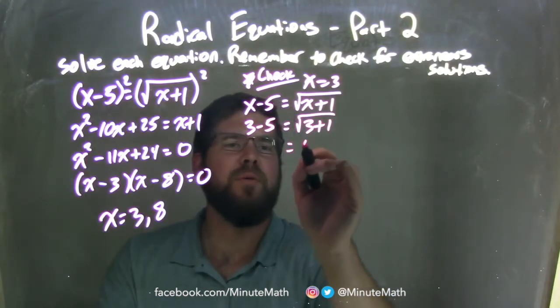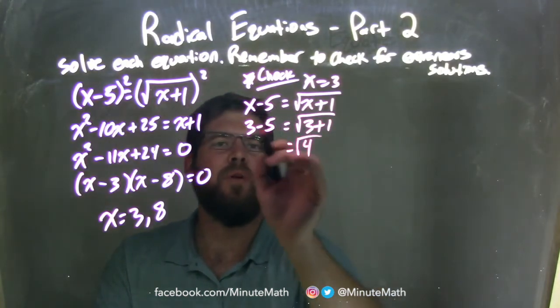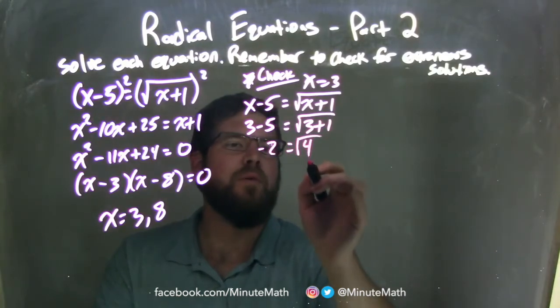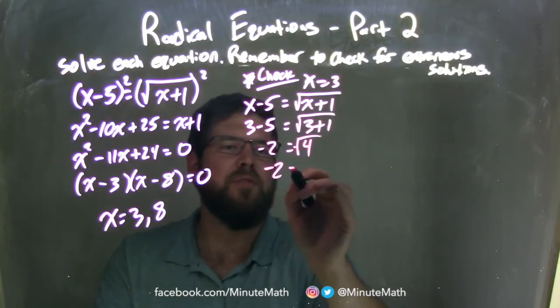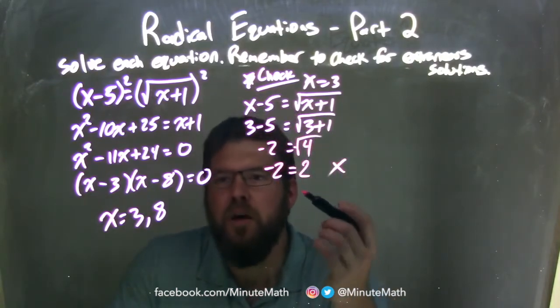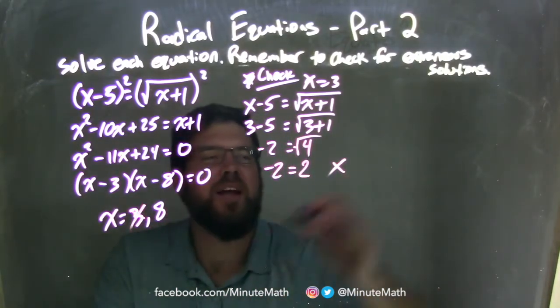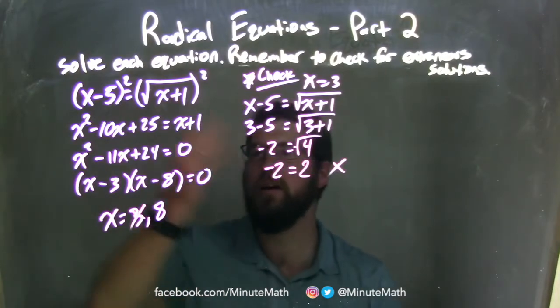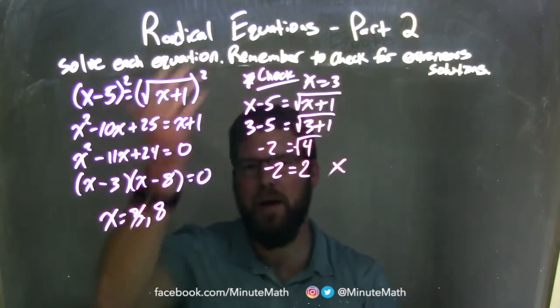3 plus 1 is 4, so we have the square root of 4 over there. 3 minus 5 is negative 2. Square root of 4 is just 2. So negative 2 equals positive 2. That's not correct, right? They're not equal. So 3 is what we call an extraneous solution. It worked when we solved, but when we checked it, it didn't come back full circle.